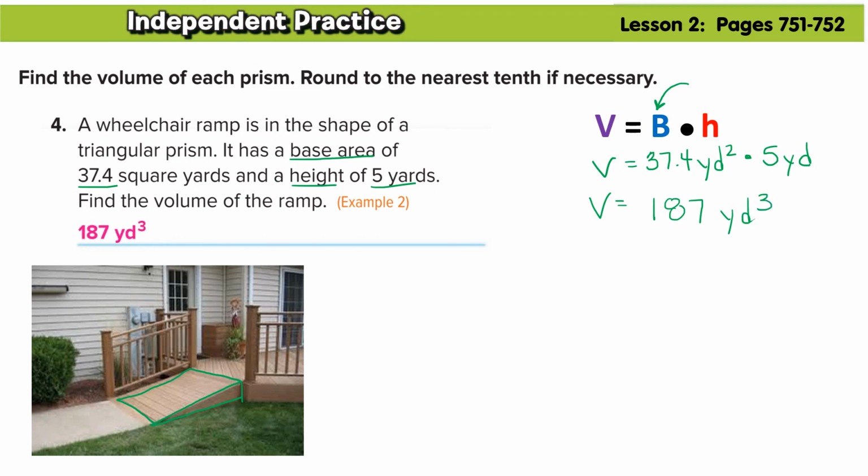Now, I actually think this is an interesting question because unless this was made out of cement, you really wouldn't have a solid wheelchair ramp. In fact, most wheelchair ramps are not solid, unless, of course, it's cement. If you go to a grocery store or even at school, you will see a cement one, but a lot of them are often wood or metal, in which case they really wouldn't be a solid form. But if it was solid, it would have 187 cubic yards of whatever material that would be.